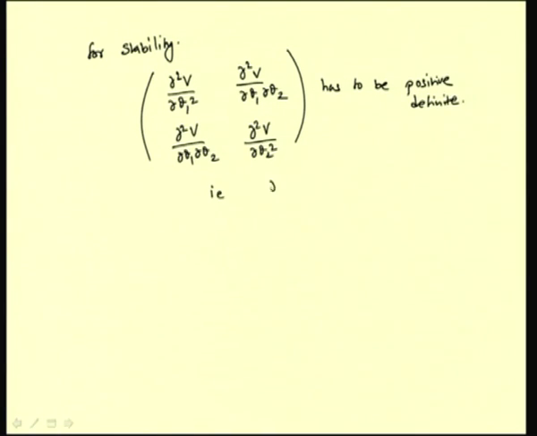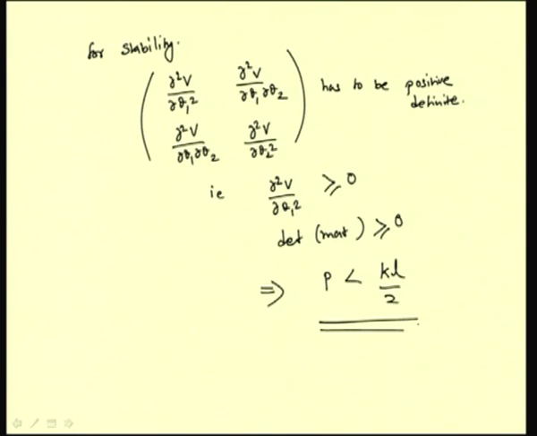That is dou square V by dou theta 1 square is greater than 0 and the determinant of this matrix has to be greater than 0. This implies, if we solve, that P has to be less than K L by 2. So, this gives the condition for the stability of these two links. So, in this lecture we saw how to analyze the stability of equilibrium of structures using the potential energy functions.